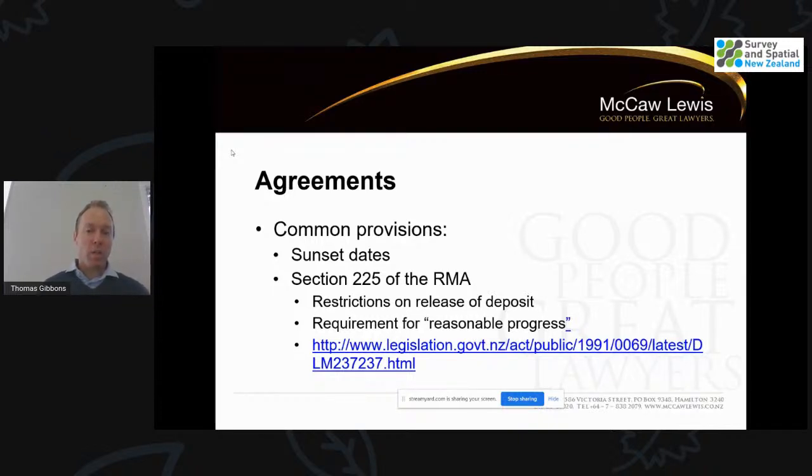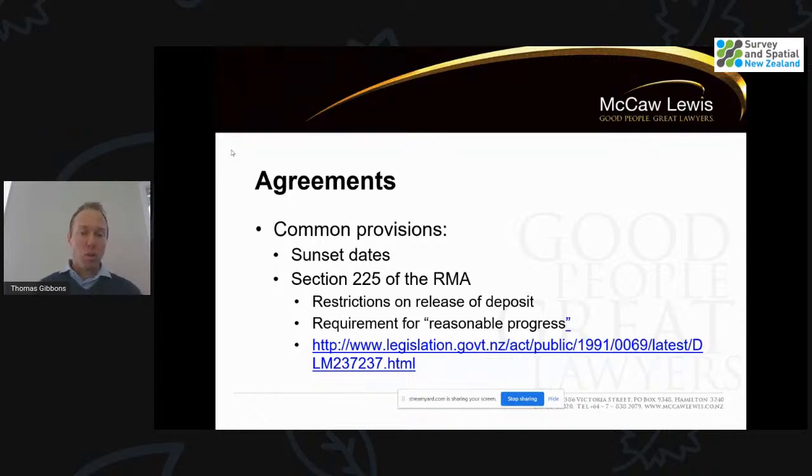Not only do we have sunset date conditions in contracts, we also have an implied condition in section 225 of the RMA. Two key implications of this. One is that the agreement is effectively conditional up until when the plan deposits. And that means that the developer cannot get the deposit released into their own bank account until the plan is deposited and in place. Up until that time, it's held by a stakeholder. So they're really, really hanging out to get those deposits and then the sale monies.